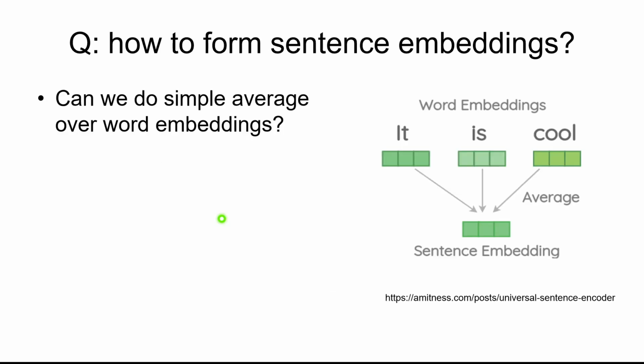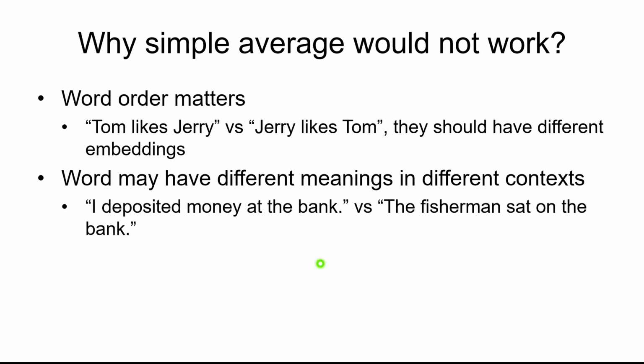Okay, so now let's go to the main idea for this lecture. How do we form the sentence embedding if we have the word embeddings? One way to do that is to do a simple average. For example, if we have the embeddings for 3 words here, we can take the simple average and get a sentence embedding. That idea is very simple, but it does not usually work.